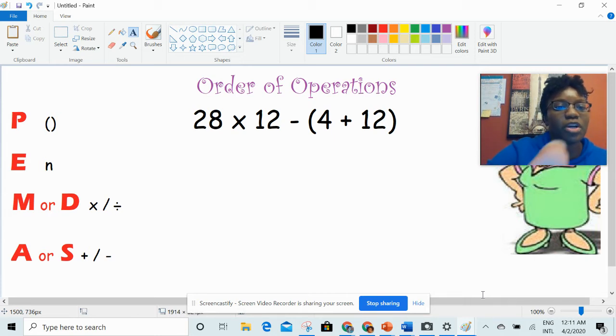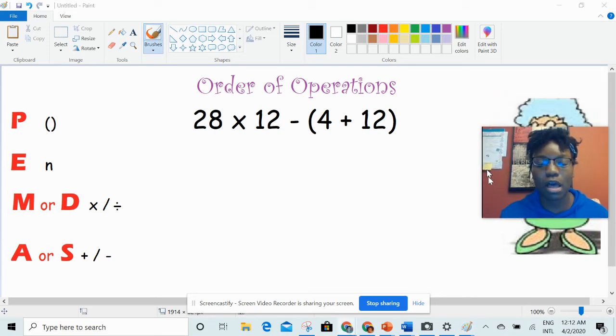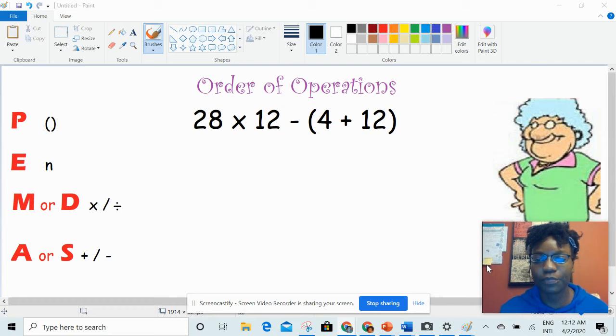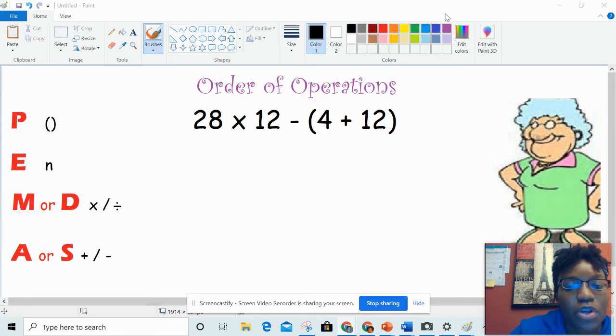I was looking for my stylus, but it is unfound. So I'm just going to use my finger to help us solve. So we have 28 times 12 minus in parentheses 4 plus 12. So according to what we know about the order of operations, we are supposed to solve parentheses first. First thing we're going to do is we're going to solve what's in parentheses, which is 4 plus 12, and 4 plus 12 is 16.